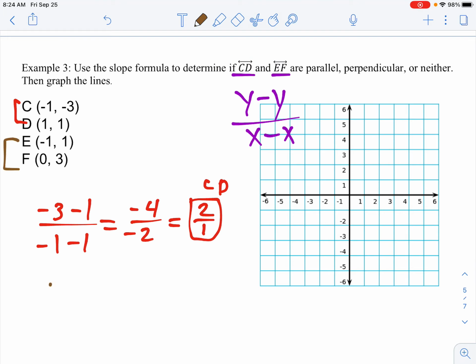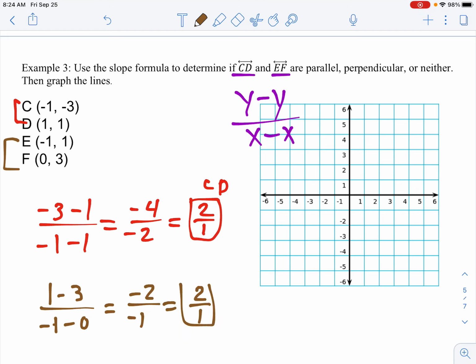Next, I'm going to do EF. 1 minus 3 and negative 1 minus 0. That gives me negative 2 over negative 1, which will reduce to a positive 2 over 1 for EF. I'm going to compare the slopes. First, I check, are the slopes the same? Well, yes, they are exactly the same. So we call these parallel lines because they have the same slope.